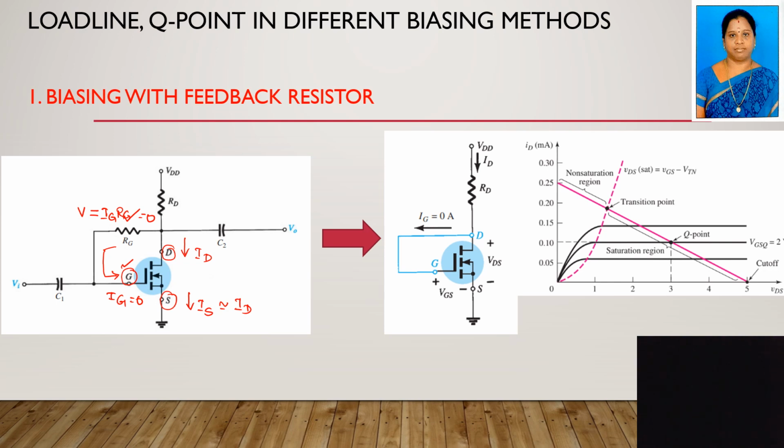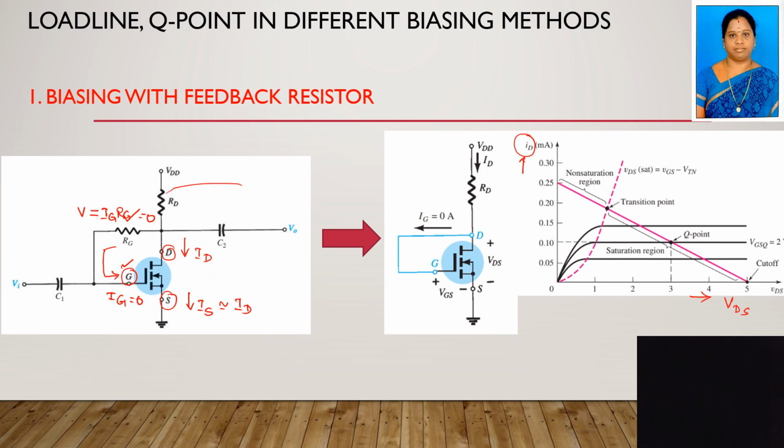Then we are going to see what is load line and Q point. See this graph. In this graph, on the x-axis we have VDS, and on the y-axis we have the drain current ID. So this is nothing but the transistor output characteristic, that is the MOSFET output characteristic.